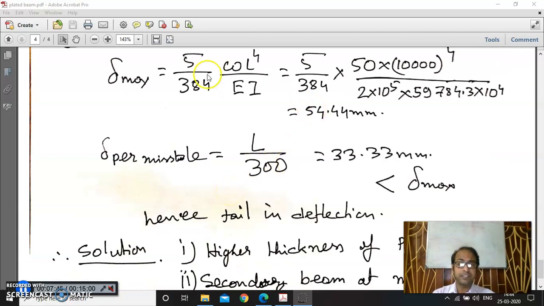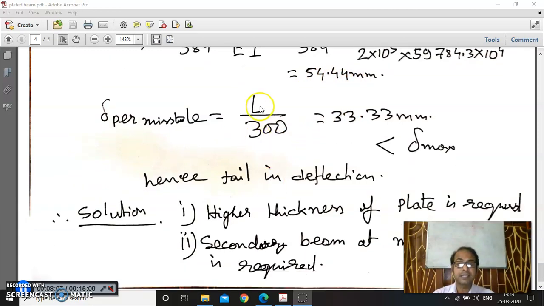We have seen that the deflection coming on the section is 54.44. This formula is not given in the code. It is a common formula that we have obtained from different deflection calculation processes, such as the conjugate beam method or the moment area method. It is coming to 54.44, and the delta max is L by 300, which is given in table 2 of IS 800-2007, coming as 33.33.